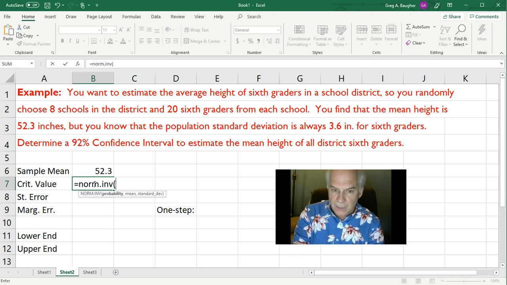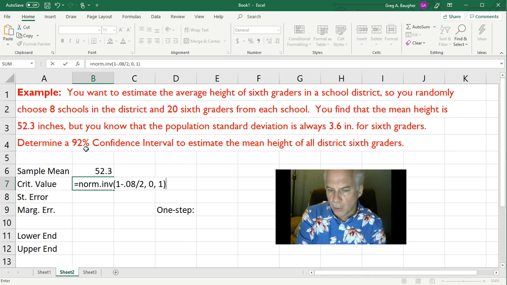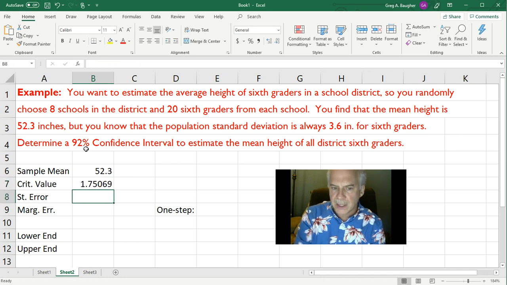and then the probability is going to be 1 minus alpha divided by 2. Well, what is alpha if you have a 92% confidence level? Well, alpha is 0.08, because 1 minus 0.92 is 0.08, and then divide that by 2, and then you have a mean of 0 and a standard deviation of 1 always for z-scores. So right there, that gives you a critical value of 1.75. All right. Now for the 90% confidence interval it is 1.645. So this is a little bit higher than that.